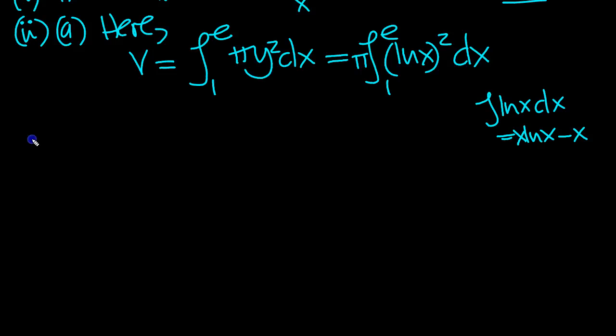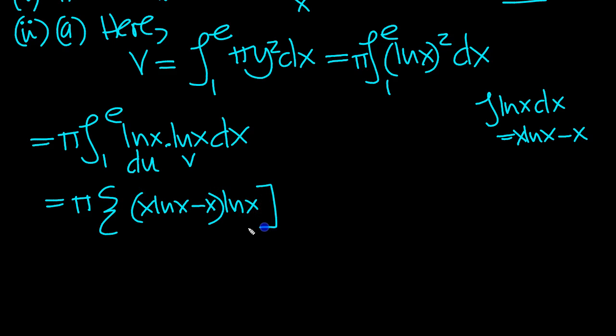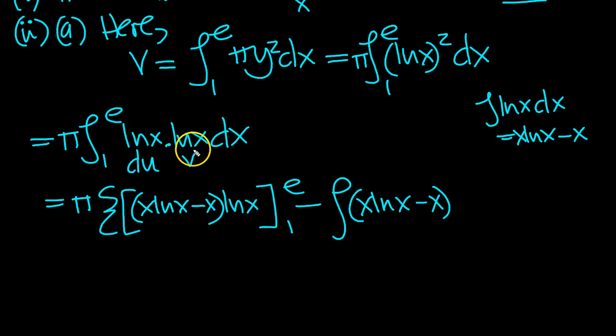Here, this is by parts, so this is equal to pi, the integral between 1 and e of ln x times itself, ln x dx, v du, and let's see what we get. So it's equal to pi, u v, so u is this, so it's x ln x minus x times v, ln x, and that's between 1 and e, minus the integral of u, which is this thing here, x ln x minus x, more than one term, put a bracket, times the v, which is 1 over x dx, between 1 and e.